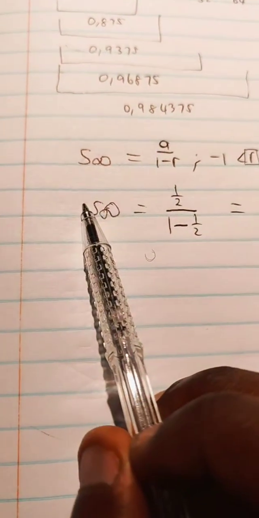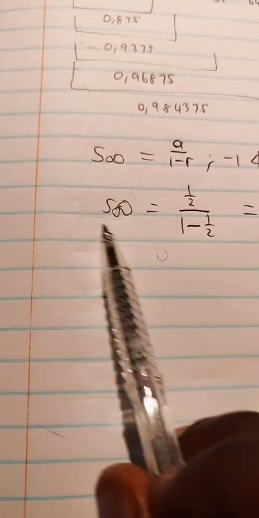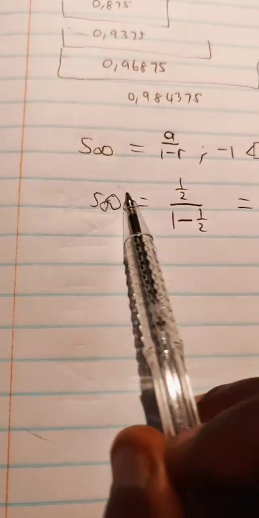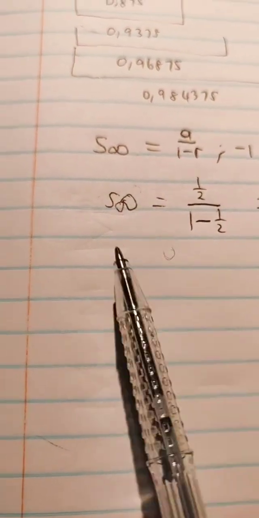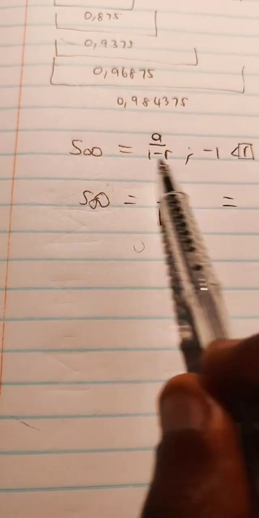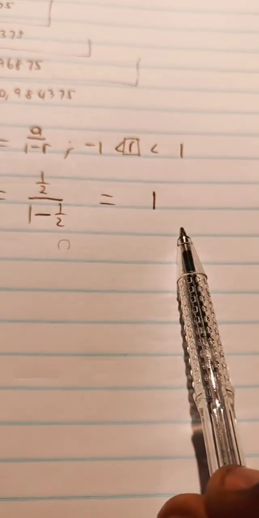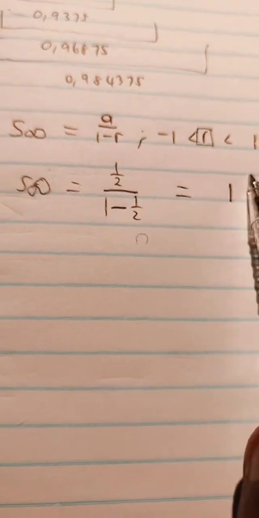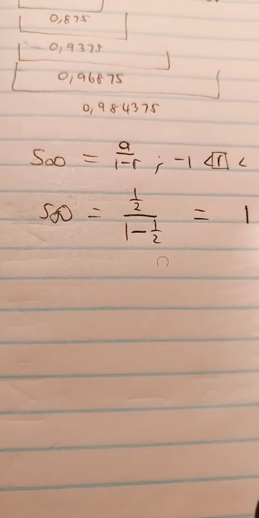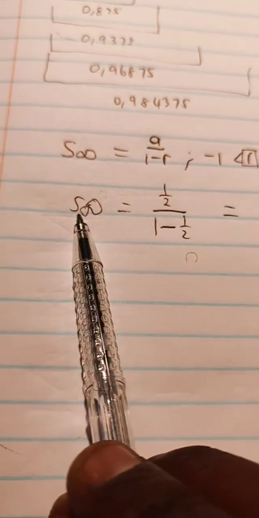Then we grab our calculator, and the sum to infinity is equal to 1. So the sum of an infinite series is given by this formula, and when we use the formula, we find that it approaches 1. So we say the sum to infinity is equal to 1.